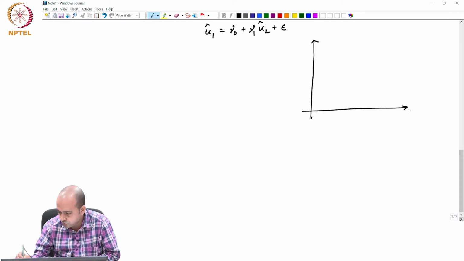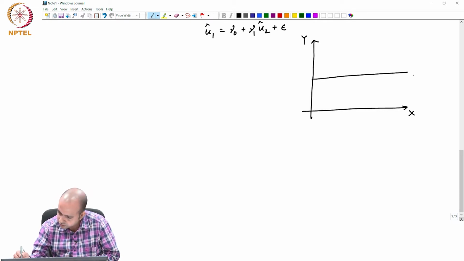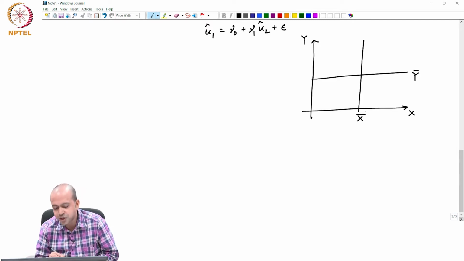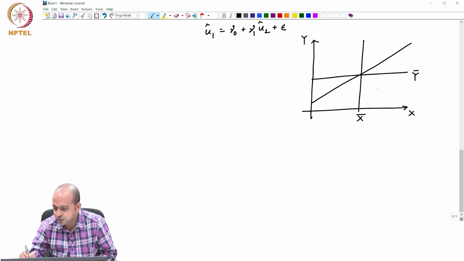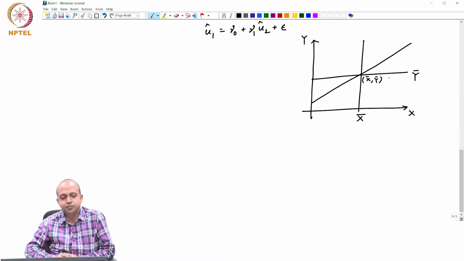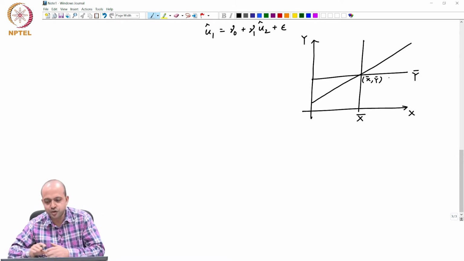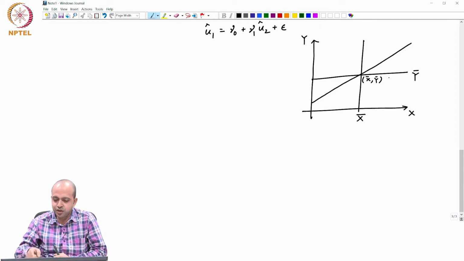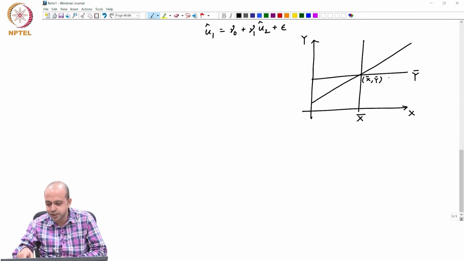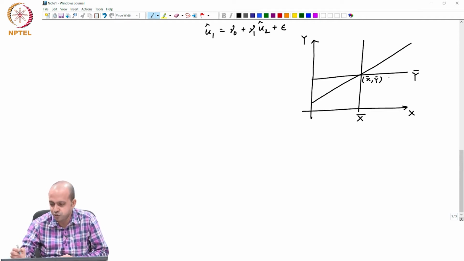sample regression function, if you put x here and y here, then say this is y bar and let us say this is x bar, then we say that the sample regression function must pass through the origin. That means, this is basically x bar, y bar. This is the property that the sample regression function must pass through the sample mean or average. That means, when I am running a regression of y on x, it should pass through x bar and y bar. That is one of the important properties that we have discussed.